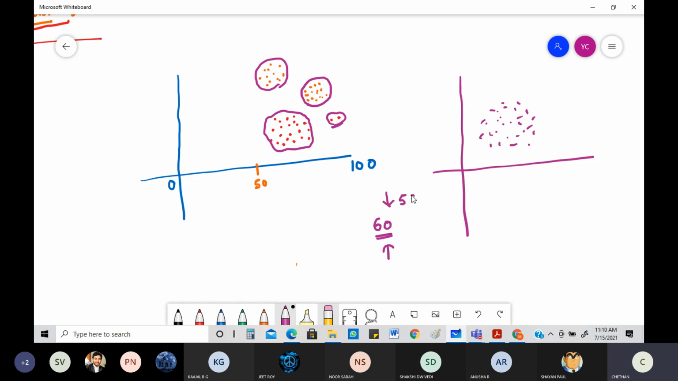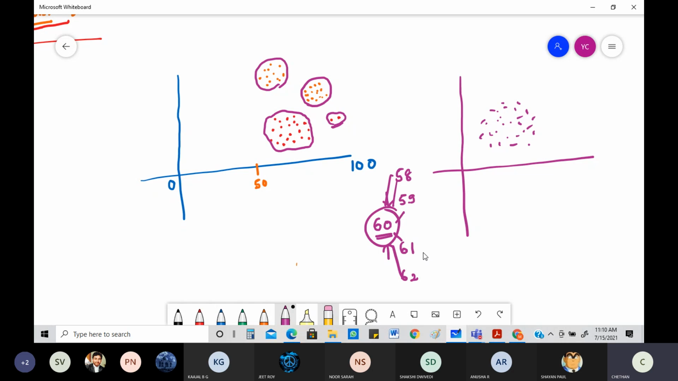The people who are 59, who is close to 60. People who scored 61, they are close to 60. 58 is also close to 60. 62 is also close to 60. They are neighbors to me. Okay, they are neighbors to the value which I want. I can very easily say that all these people are neighbors to me.